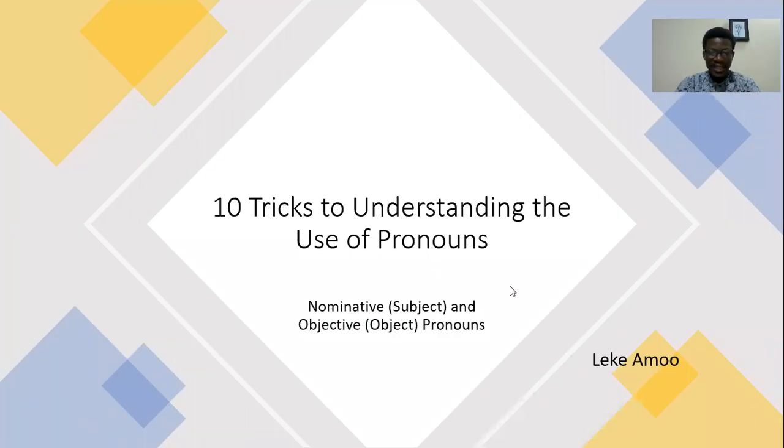We will be discussing 10 tricks to understanding the use of pronouns. And by that, I'm referring to the subject pronouns, which are called nominative pronouns, and then the object pronouns, which are simply objective pronouns. Okay, so let's get started.